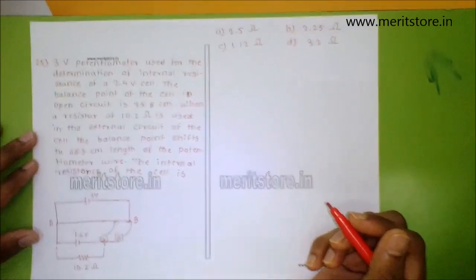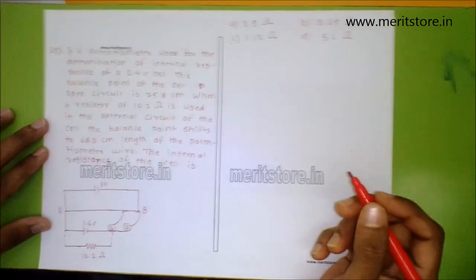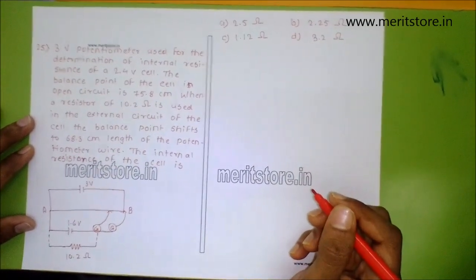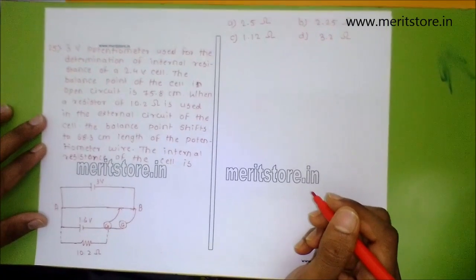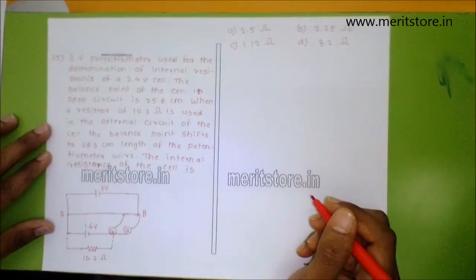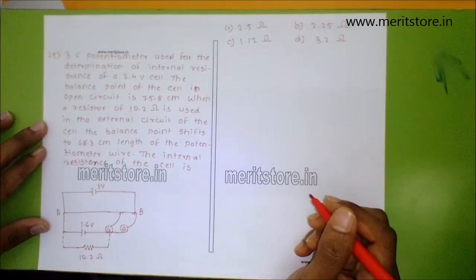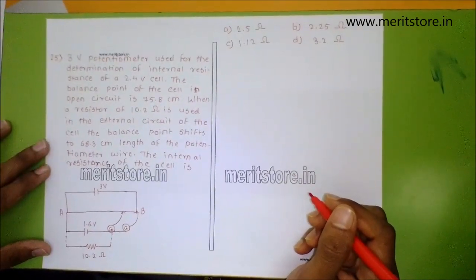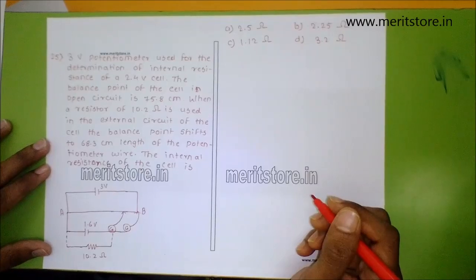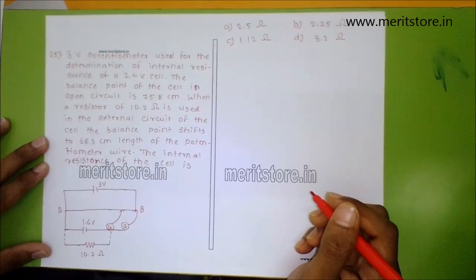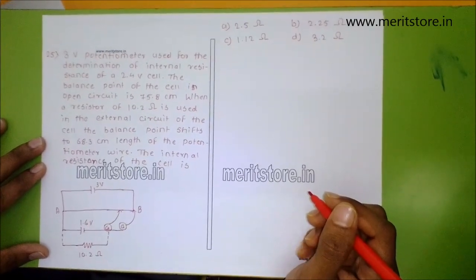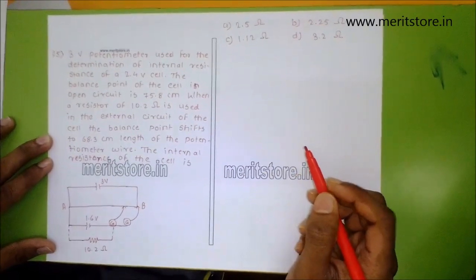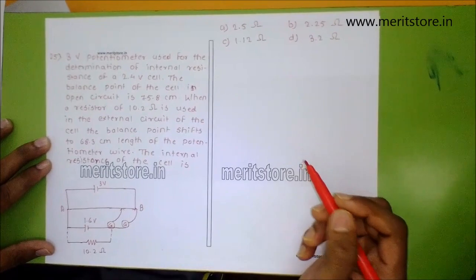A 3 volt potentiometer is used for determination of internal resistance of a 2.4 volt cell. The balance point of the cell in the open circuit is 75.8 centimeters. When a resistor of 10.2 ohms is used in the external circuit of the cell, the balance point shifts to 68.3 centimeter length of the potentiometer wire. The internal resistance of the cell is, there are 4 options given: 2.5 ohms, 2.25 ohms, 1.12 ohms and 3.2 ohms.